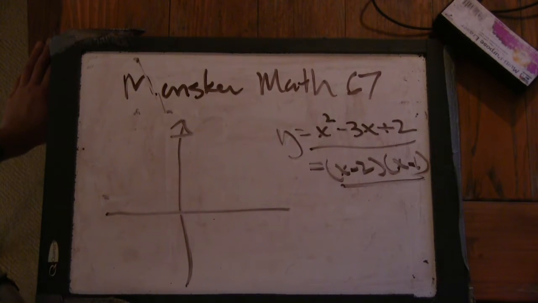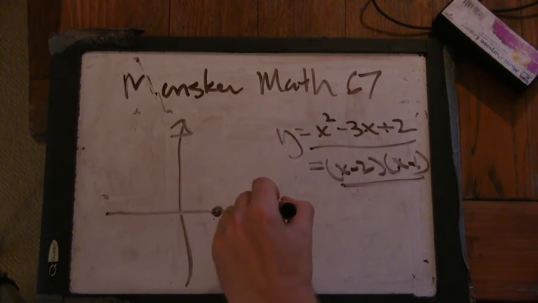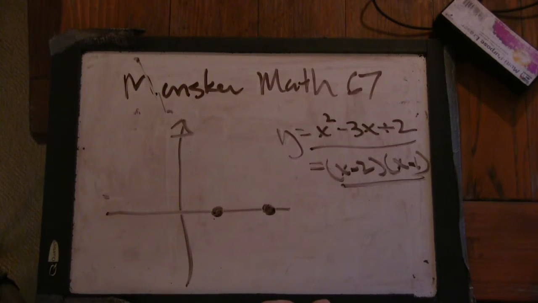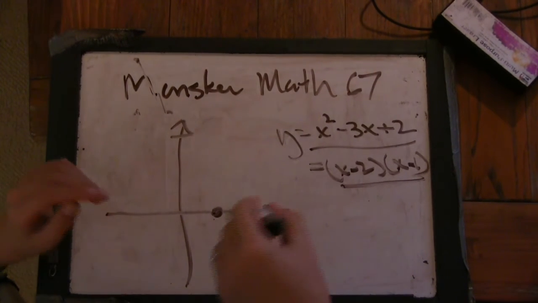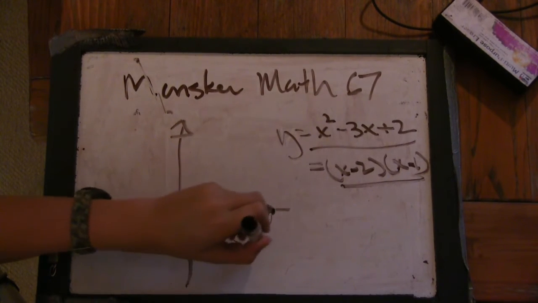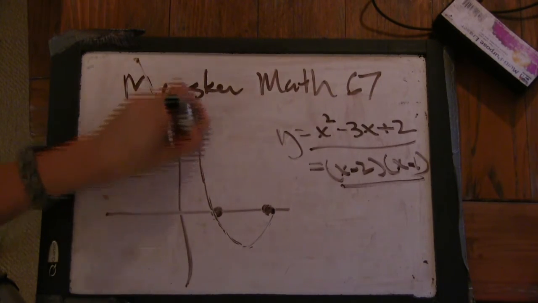Well, I know that x equals 2 or 1. What happens when x equals 2 or x equals 1? y equals 0. So here's 1 and here's 2. How can you sketch what the whole parabola looks like just by knowing those two roots? The lowest point has to be in the middle, something like that, and you follow it up like that.